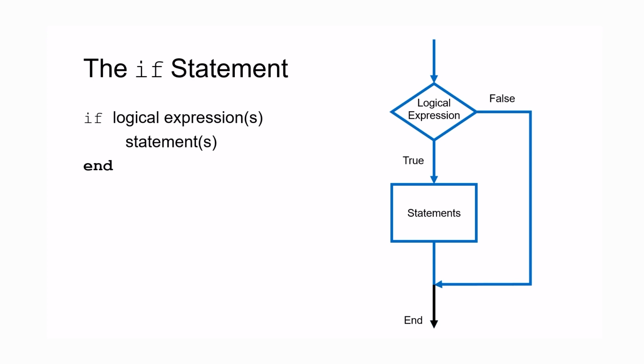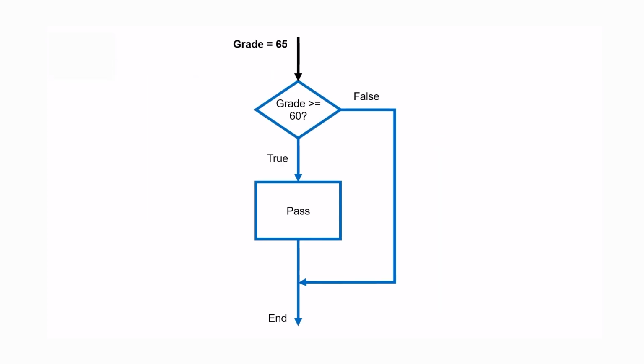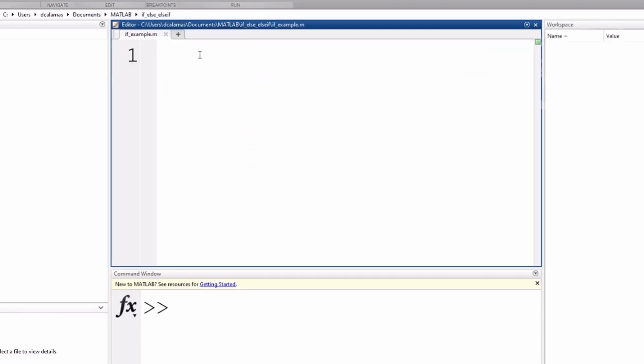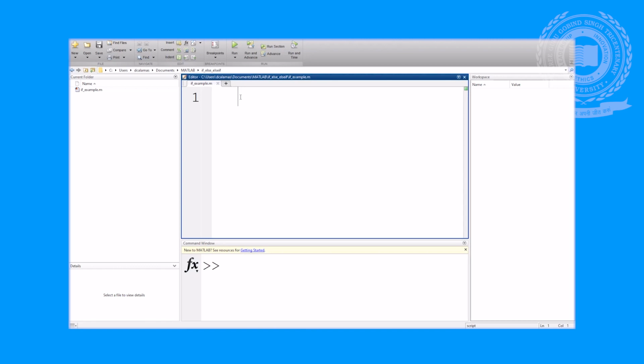So here is a flowchart of the example that we are going to work in MATLAB. In this case, what we are trying to do is take an input grade, in this example 65, and if this grade is greater than or equal to 60, if that is true, we will know we have passed the class and the program will end. So let's go over to MATLAB.